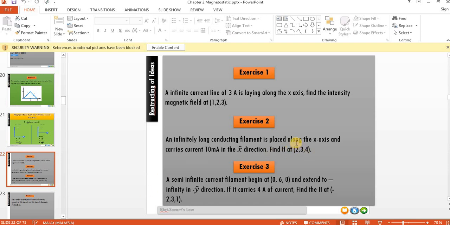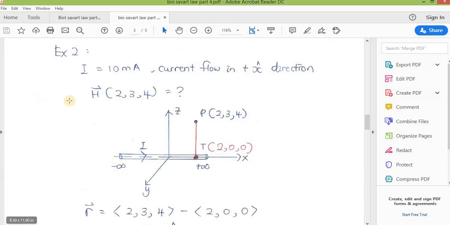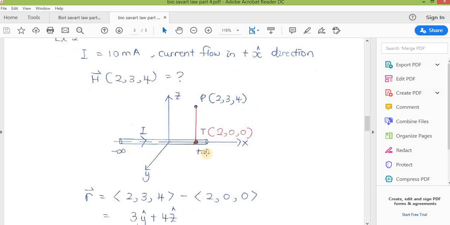So this example 2 is very similar to example 1, we just change the values. I will jot down all the important information. I will draw this current filament, and now I have to determine where point T is and what the coordinate of point T is.